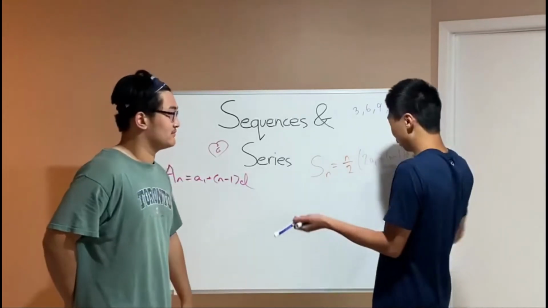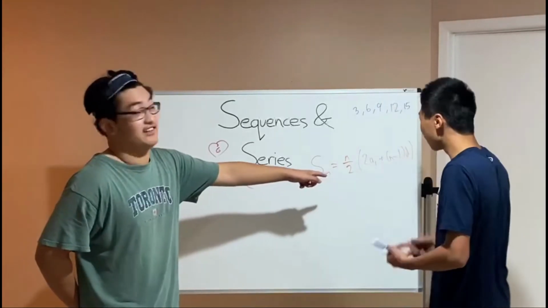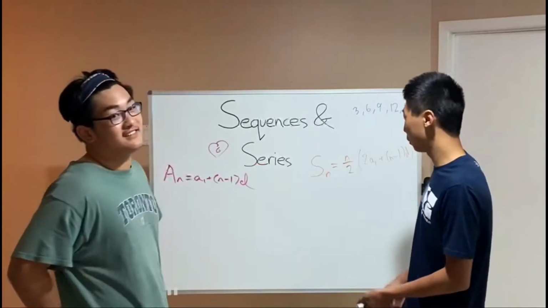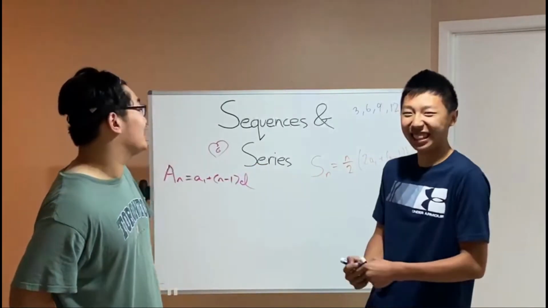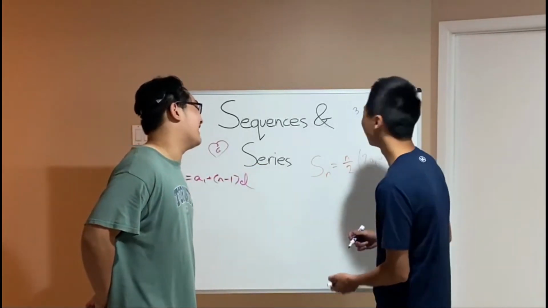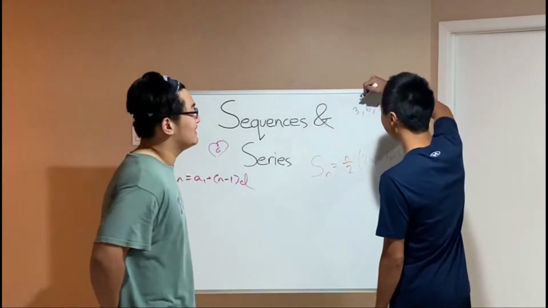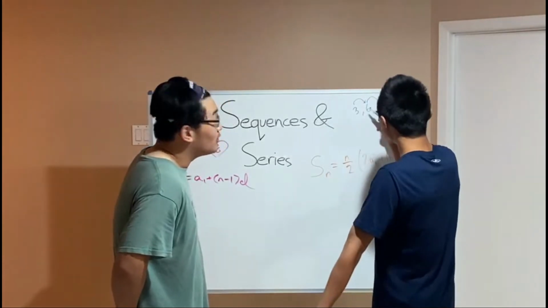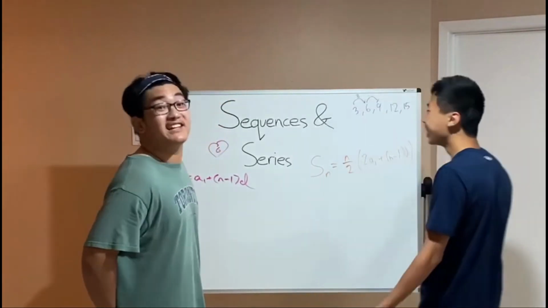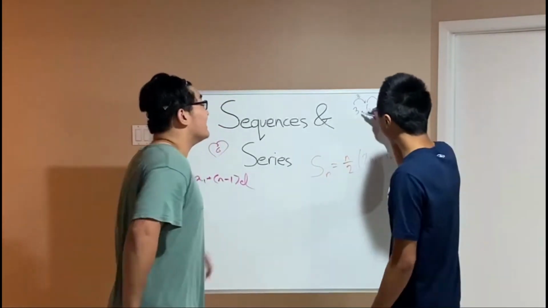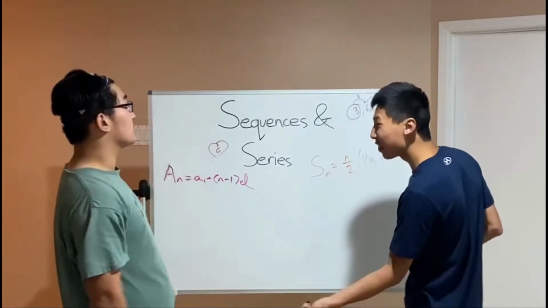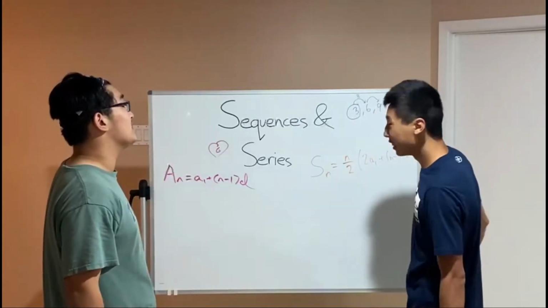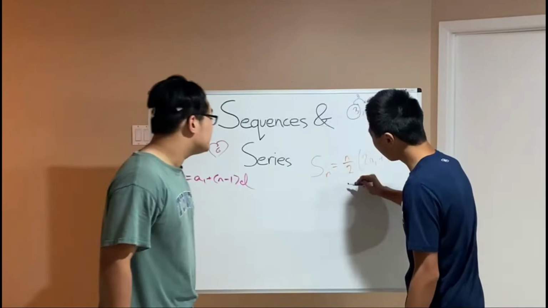So we just plug this into our formula. It's like a machine. We put the numbers in, and it rolls it out. So we know the common difference is 3. We know that the first term is also 3. That's such a coincidence. So let's plug these numbers in.